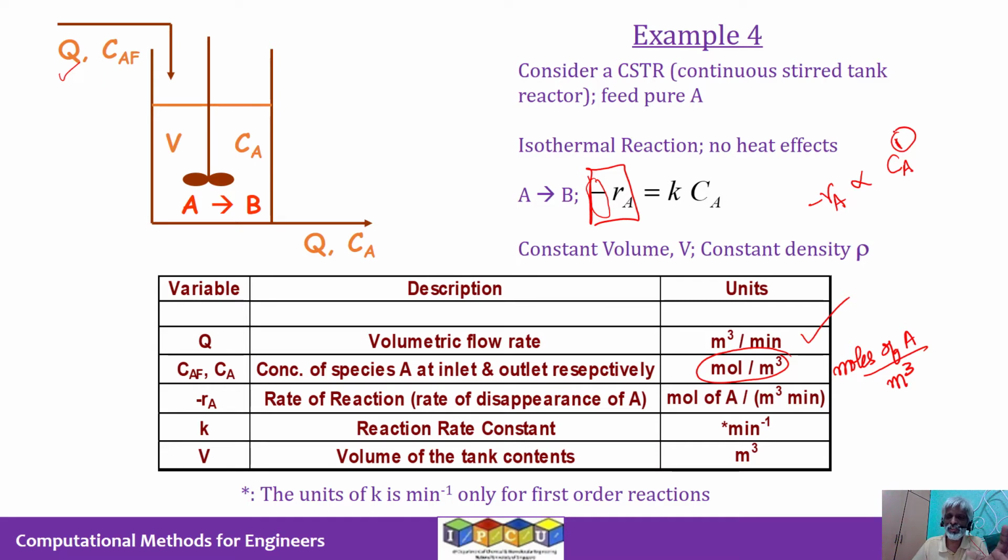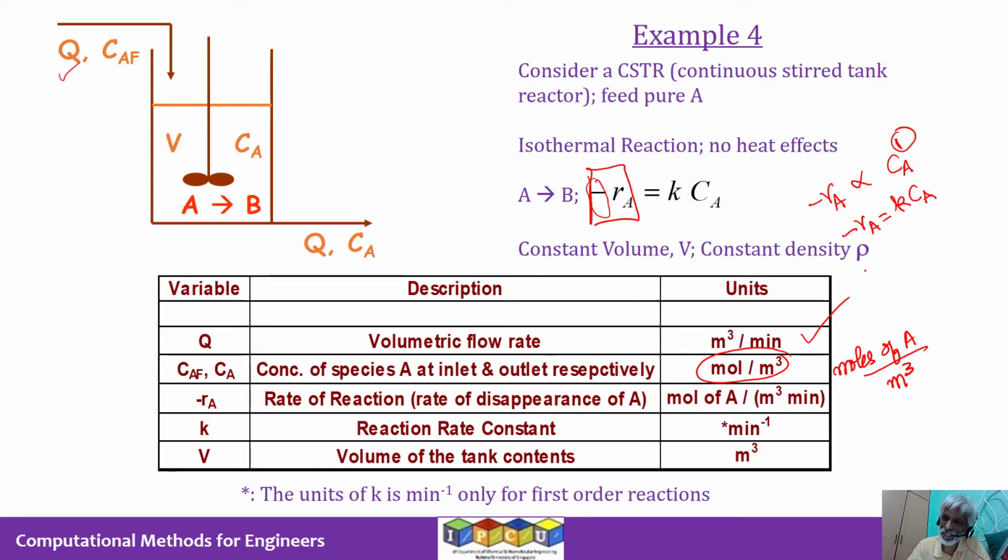So just to keep things simple here, we are just going to assume it is going to be a first order reaction. We can get rid of this proportionality sign by writing minus RA is equal to K CA, where K is the proportionality constant, also better known as reaction rate constant.